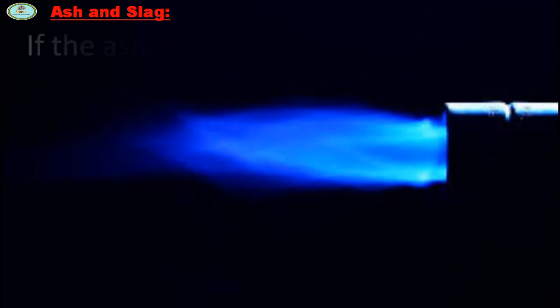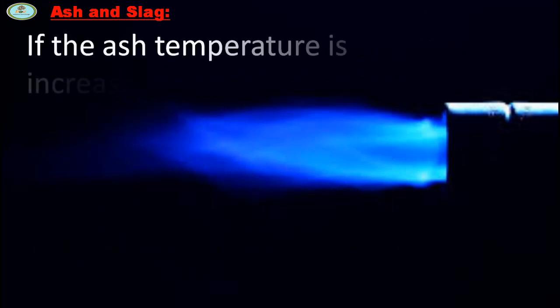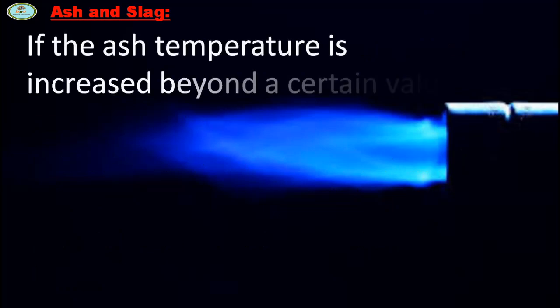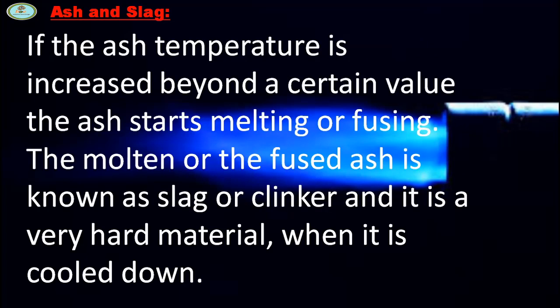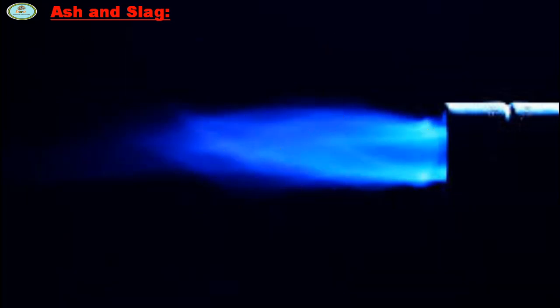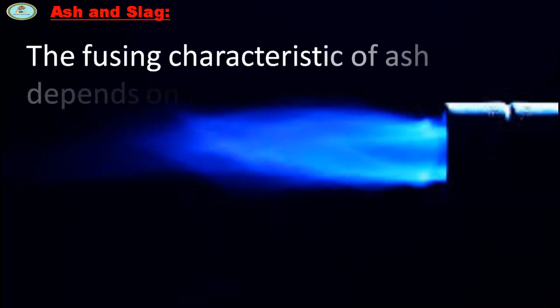If the ash temperature is increased beyond a certain value, the ash starts melting or fusing. The molten or fused ash is known as slag or clinker, and it is a very hard material when it is cooled down. The fusing characteristic of ash depends on its chemical composition.